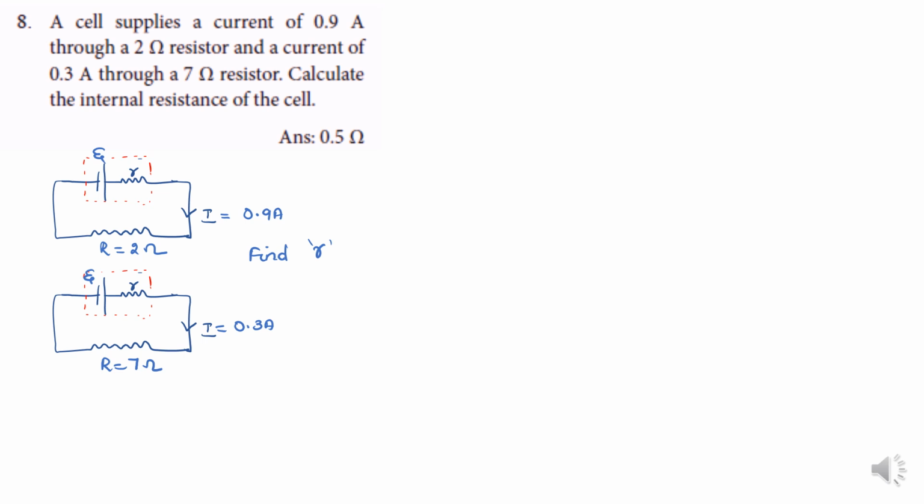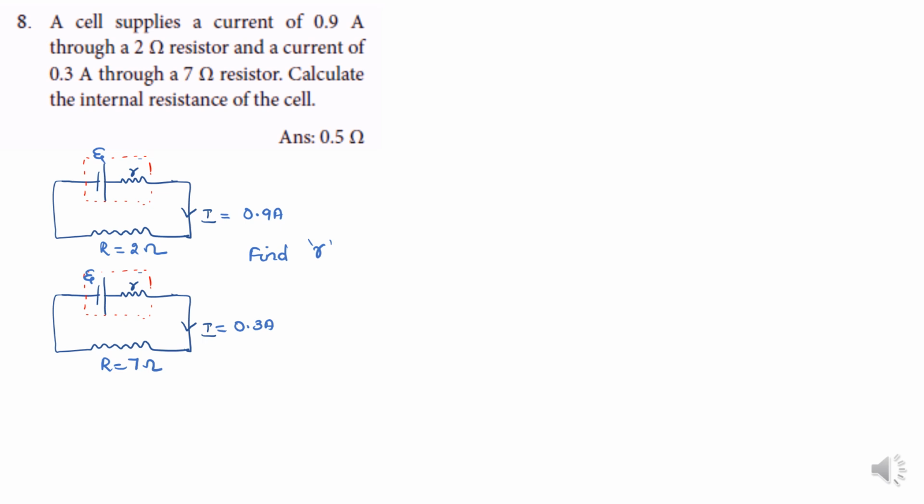So question number 8: a cell supplies a current of 0.9 amps through a 2 ohm resistor and a current of 0.3 amps through a 7 ohm resistor. Calculate the internal resistance of this cell. What we are going to do is use the equation that relates internal resistance, external resistance, EMF and voltage.